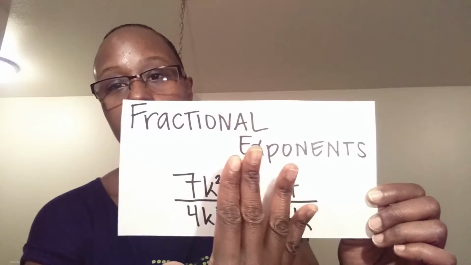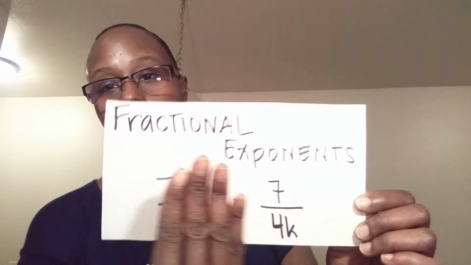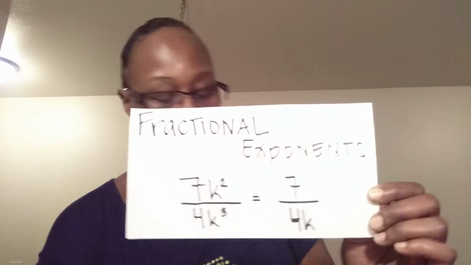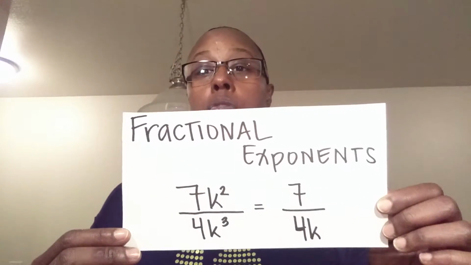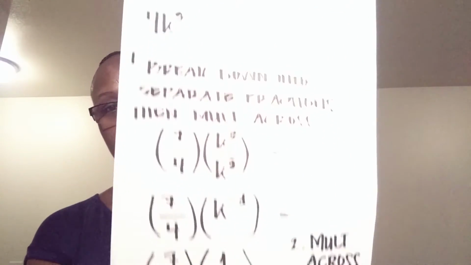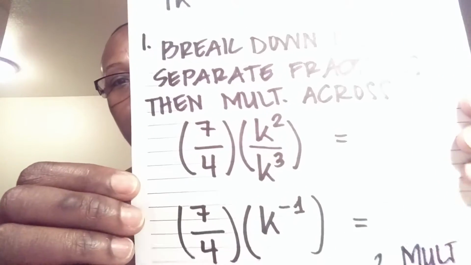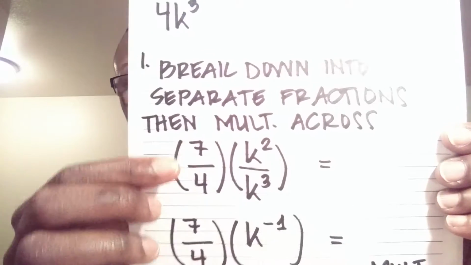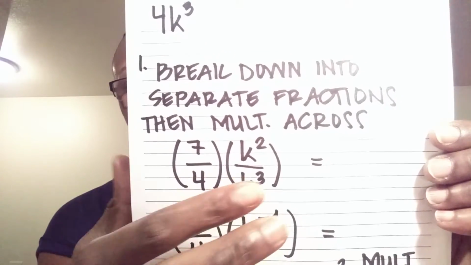Break it down into 2 equations and then multiply straight across. And we'll do other examples so that you guys get that a little bit better. Now I want to show you guys basically how it looks broken down. There we are. This is how it would look broken down. 7/4k.